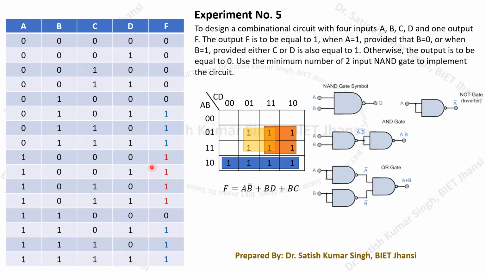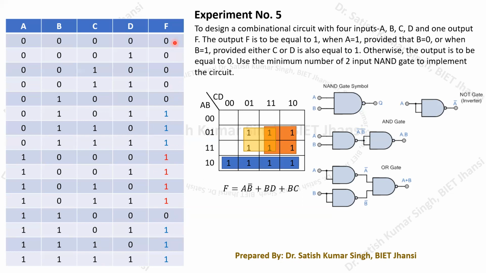The first red ones are as per our first given condition, and the blue ones correspond to our second condition. And for the rest of the output, you can see that otherwise the output is to be equal to 0. So the rest of the output should be equal to 0. Here I have just marked it as 0, 0, 0 in all other conditions.